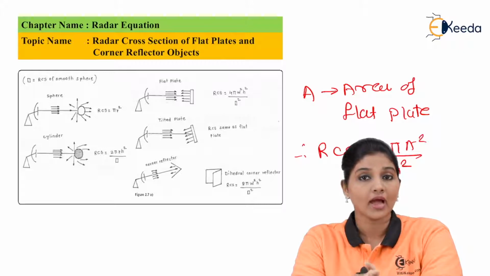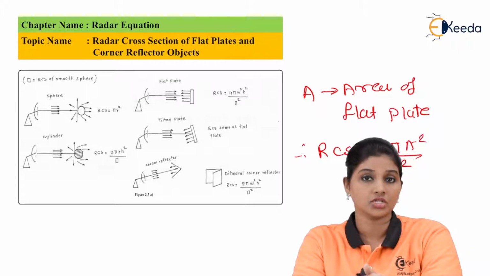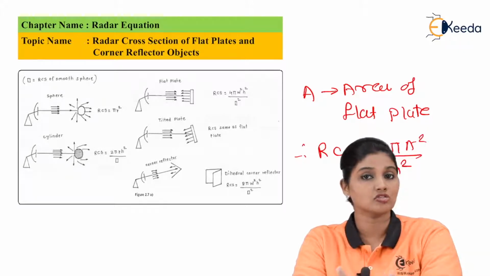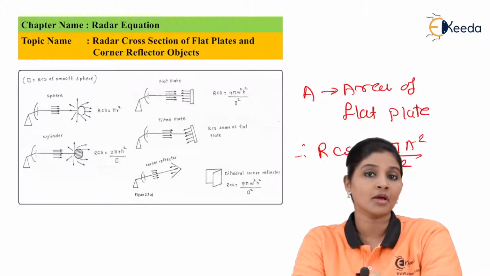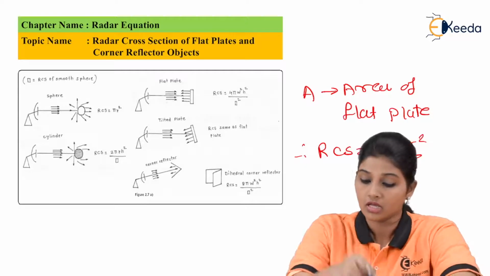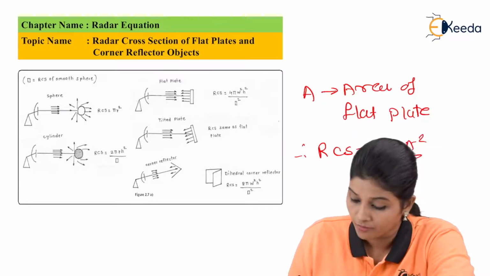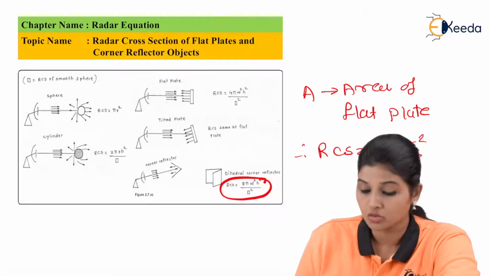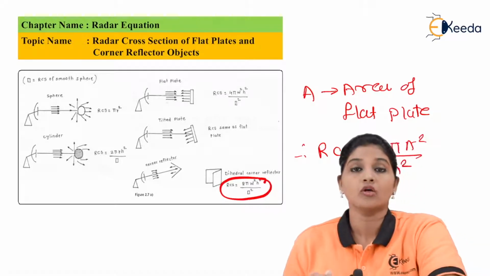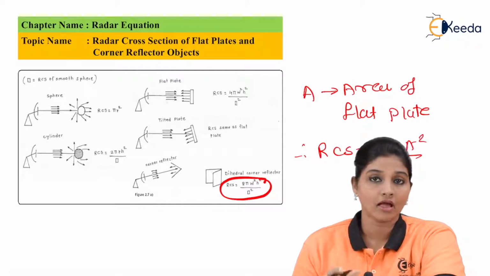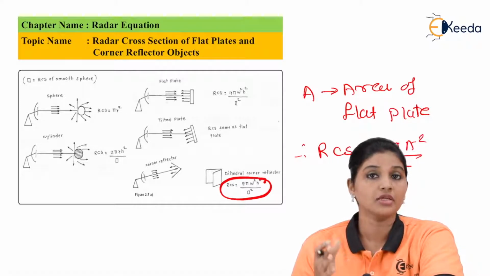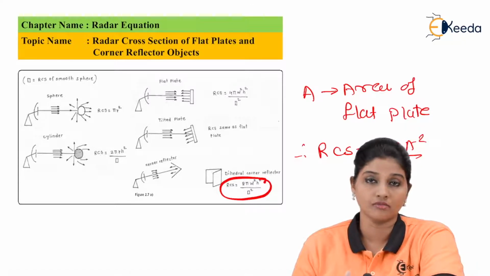Now, in case of bihedral and trihedral reflector object, the RCS is nothing but RCS of flat plate only. Now let's see the values of RCS provided by bihedral and trihedral reflector. In case of bihedral reflector, the value of RCS is equal to 8 pi omega square h square upon pi square. Now the values of bihedral and trihedral RCS can be normalized into a smooth sphere. So let's see how it gets converted.